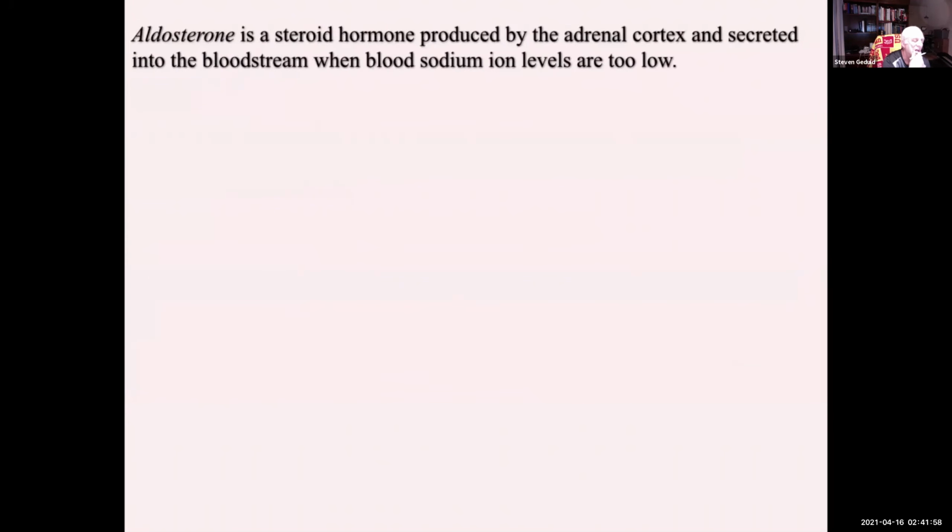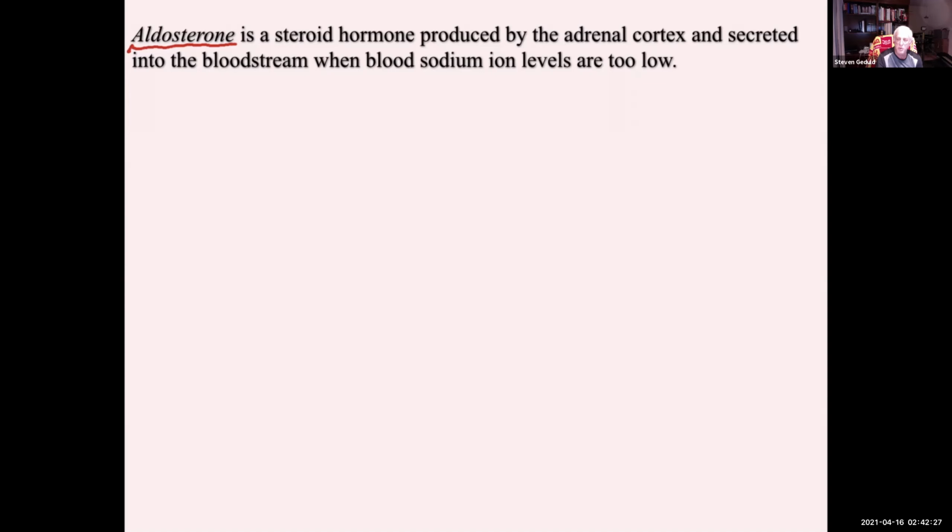Okay. Aldosterone. Aldosterone is a steroid hormone produced by the adrenal cortex, secreted in the bloodstream when blood sodium ion levels are low. Aldosterone is the same thing as anti-diuretic hormone. Okay, it keeps the body from being dehydrated. When sodium levels are low, how do we get sodium levels back up? We reabsorb sodium from our intestines. Okay, so aldosterone causes sodium to come back up, which is water also.